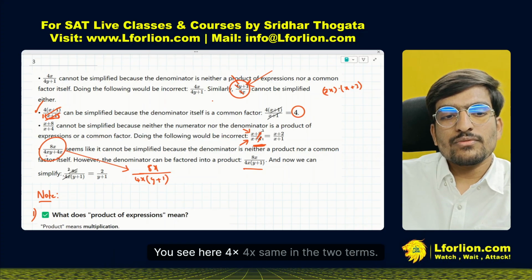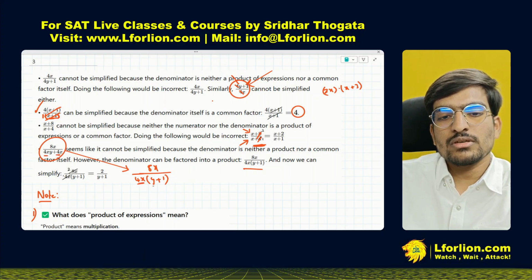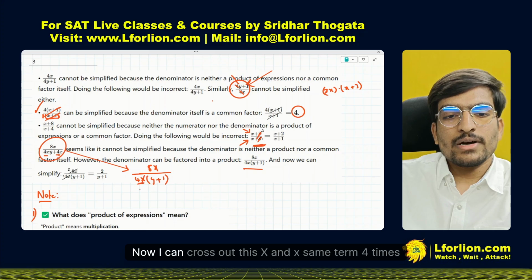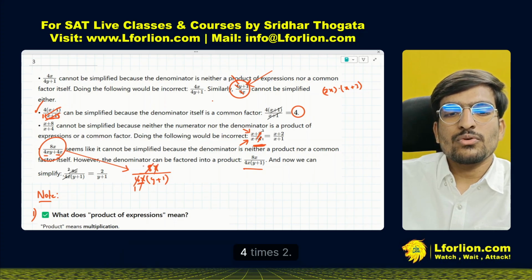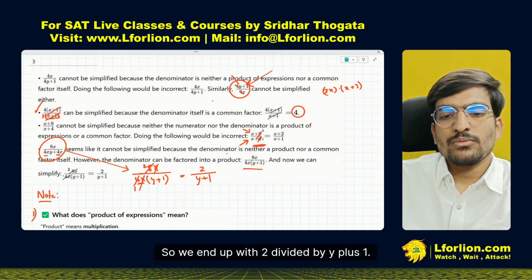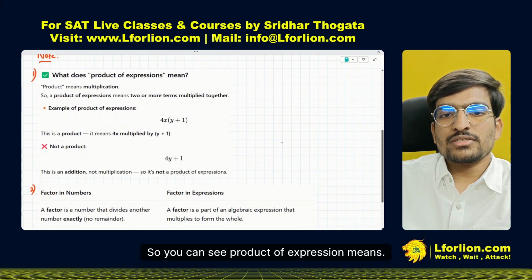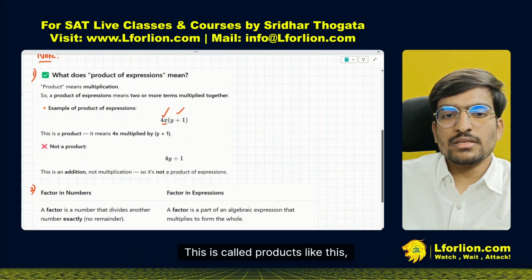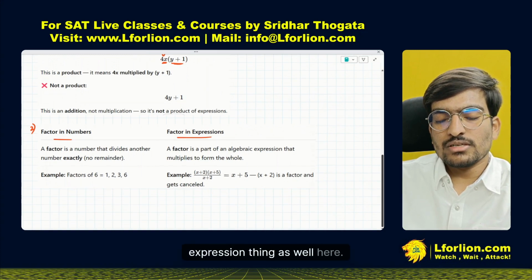You see here 4x is the same in the two terms, so I just took 4x common. So I got this. Now I can cross out this x and x, the same term. 4 times 1, 4 times 2. So we end up with 2 divided by y plus 1. So same thing. You can see product of expressions means this is called product, like this thing. And you can see factors in numbers and factors in expressions as well.